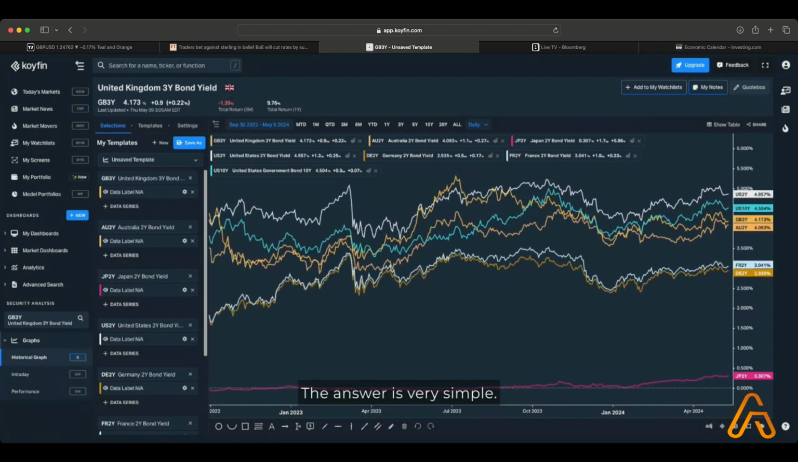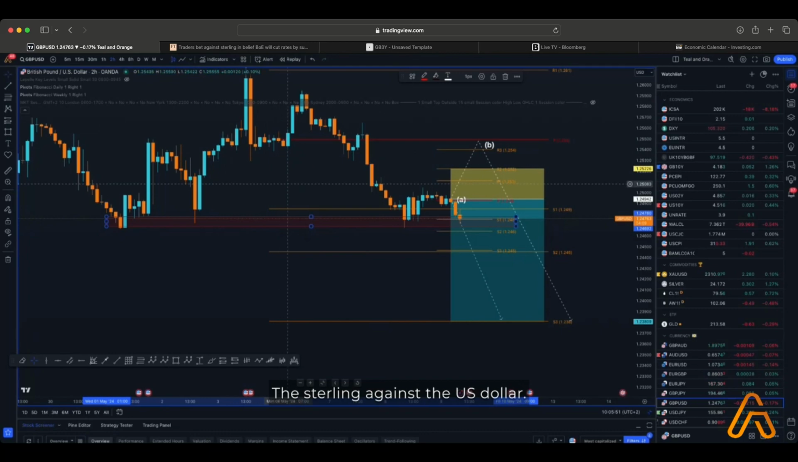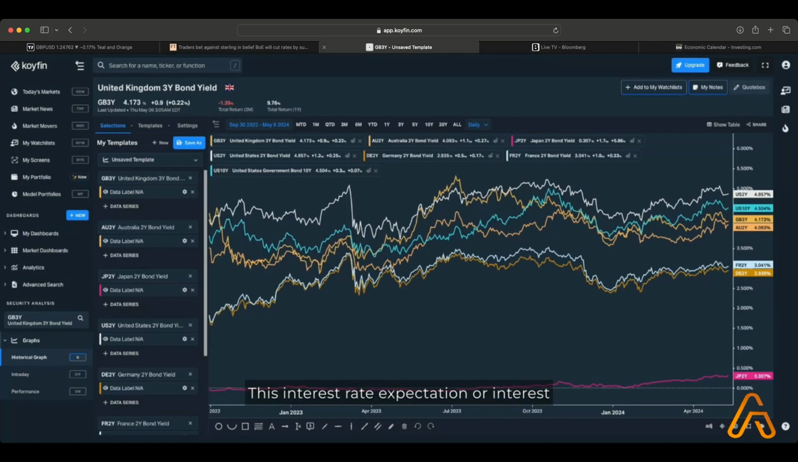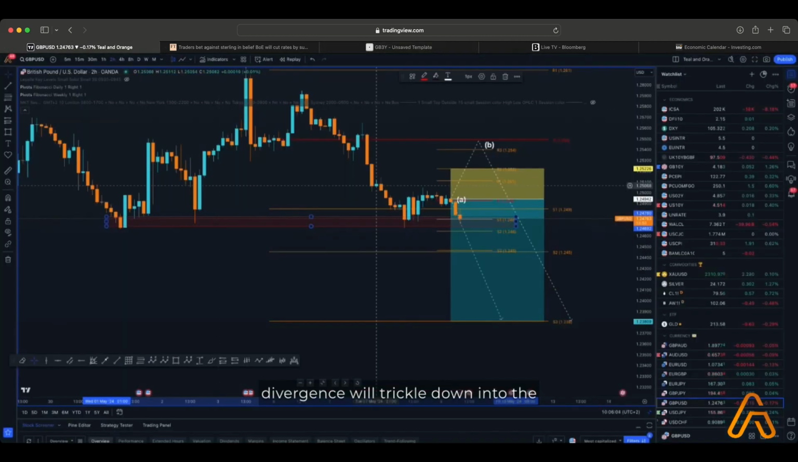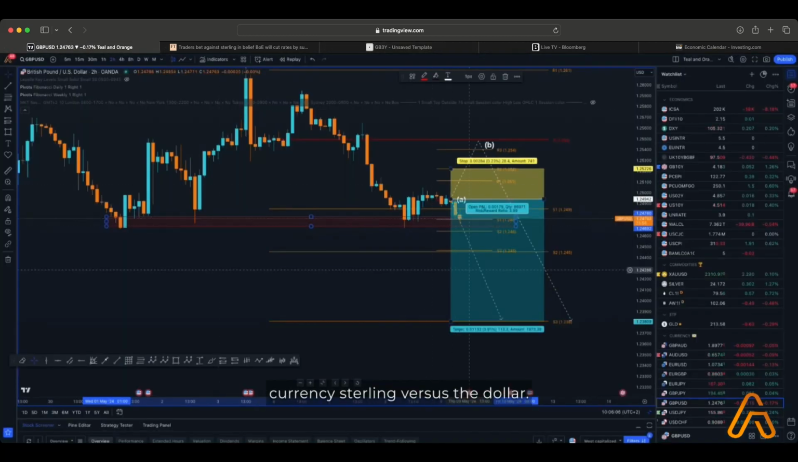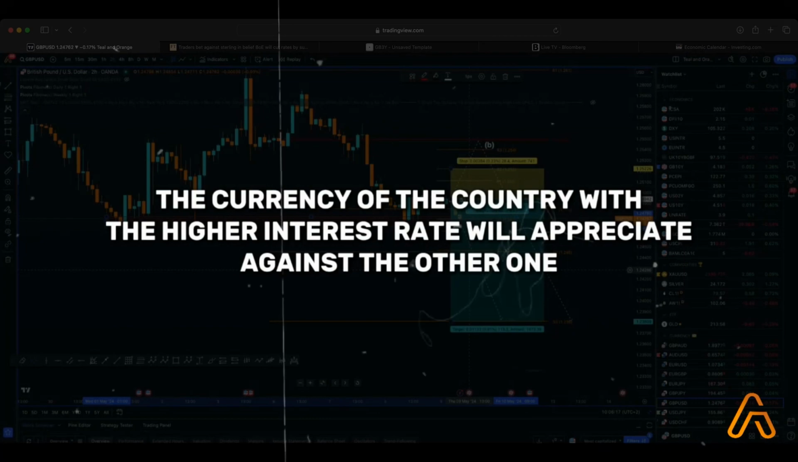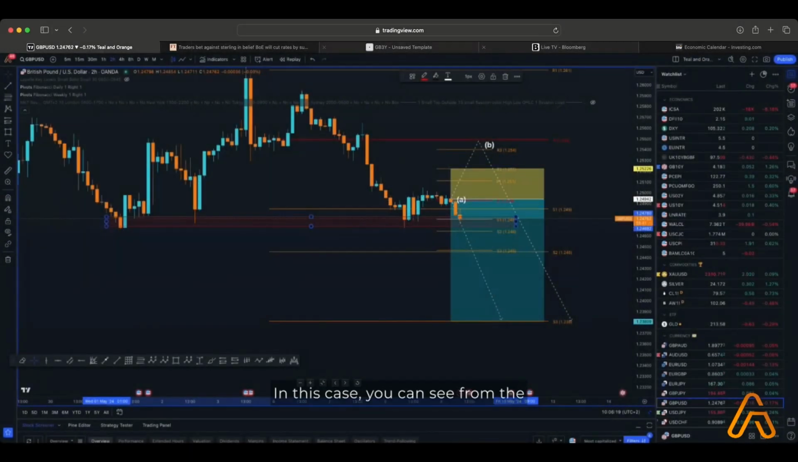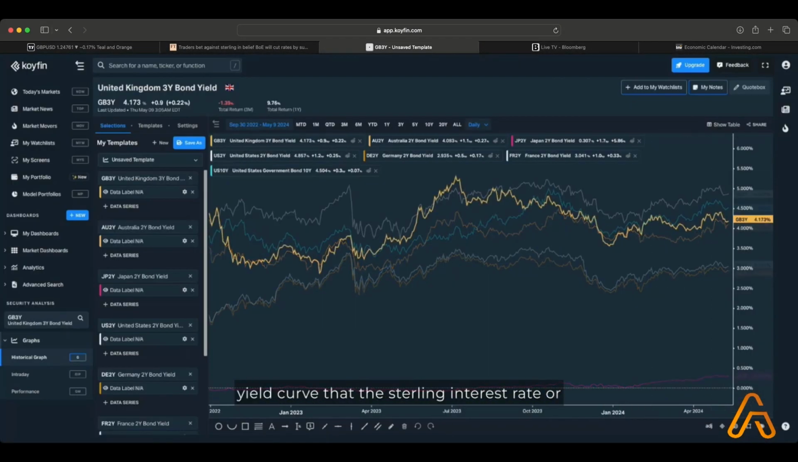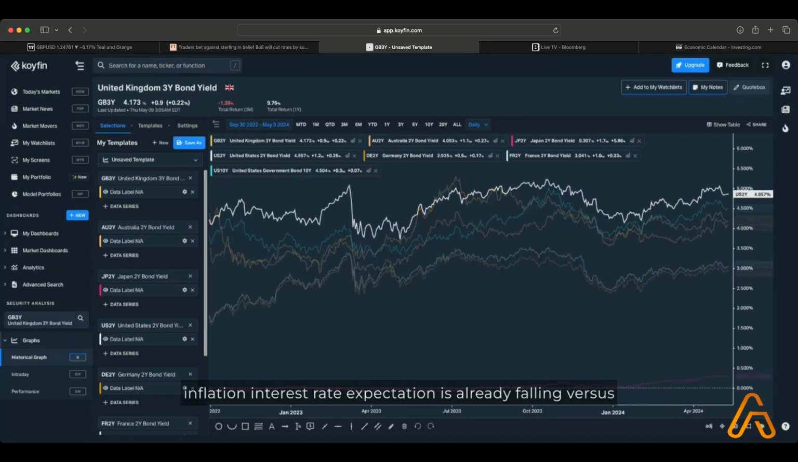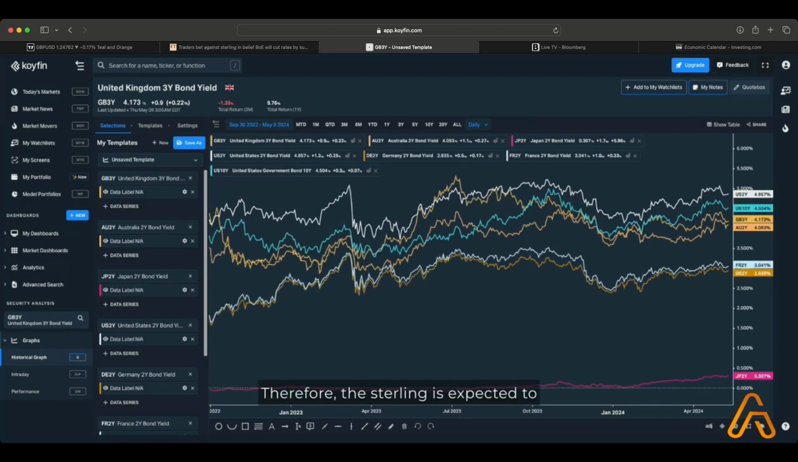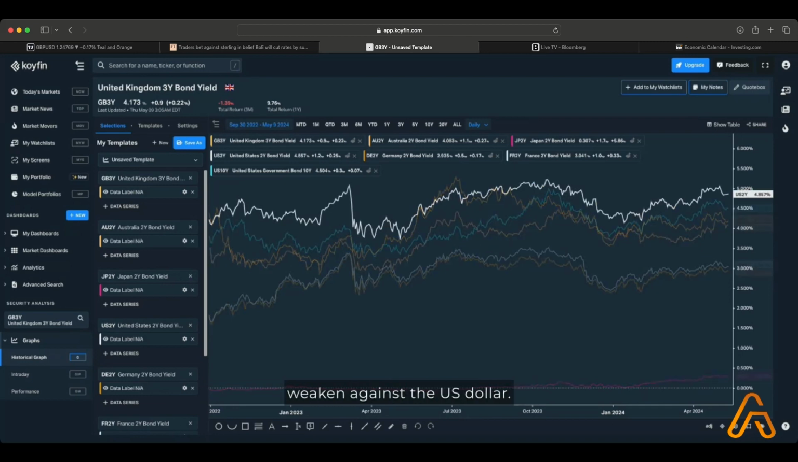The answer is very simple. We have the cable, which is the sterling against the US dollar. This interest rate expectation or interest rate divergence will trickle down into the currency, sterling versus the dollar. Now, it's a simple theory that if one country's interest rate is higher than the other, that currency is going to appreciate against the other one. In this case, you can see from the yield curve that the sterling interest rate or interest rate expectation is already falling, whereas in the US it's increasing. Therefore, the sterling is expected to weaken against the US dollar.